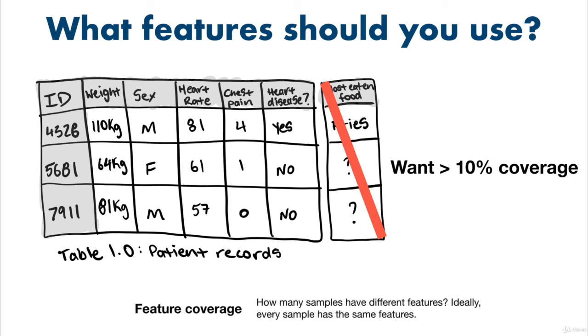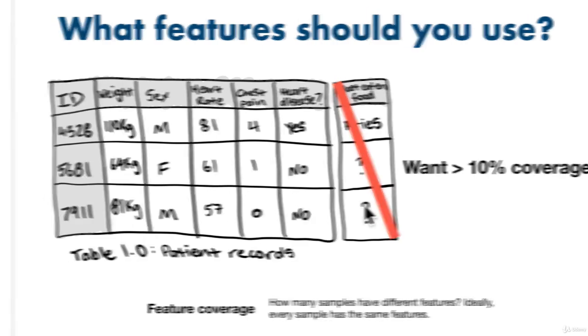The process of ensuring all samples have similar information is called feature coverage. In an ideal dataset, you've got complete feature coverage. So for us to be able to use this feature of most eaten foods, ideally we'd want all values here, or at least more than 10% coverage, which means that over 10 in 100 examples have some sort of value in this column.